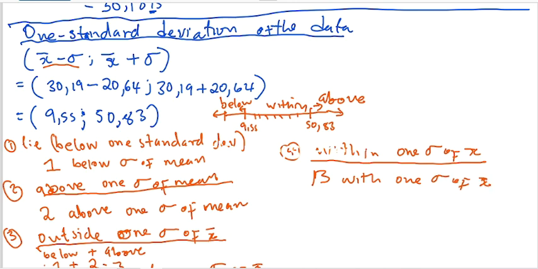Now there are 13. So we had above, we had below, we had outside, and we had within. The question will ask one of them. When you read the question, if they're saying below, we choose the one for below. If they're saying above, we choose the one for above. And for outside, we check the above and below together. Then this is within.